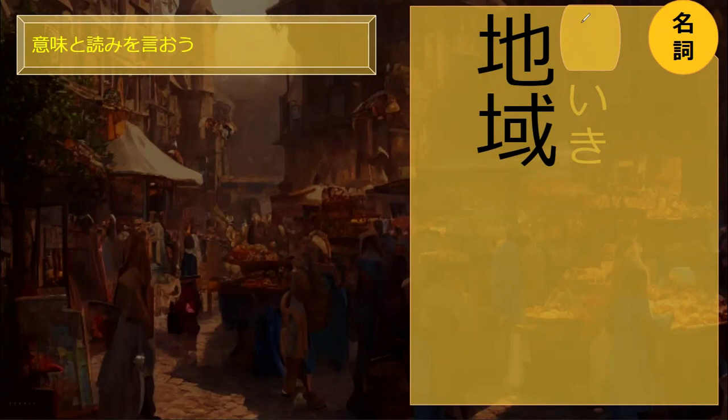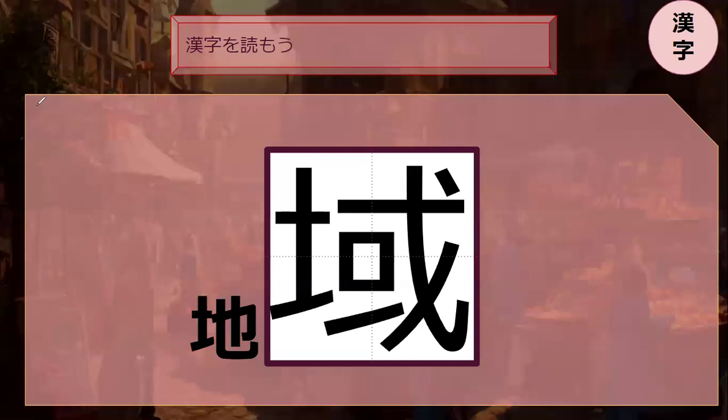Chiki means an area or a region, like a district. It's just a location, like saying there's an area here. It starts with chi, and it ends with iki. Chiki. Let's go read the example sentence.